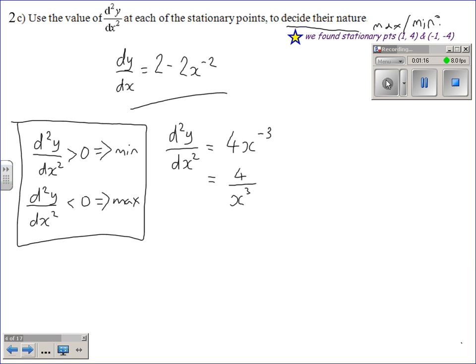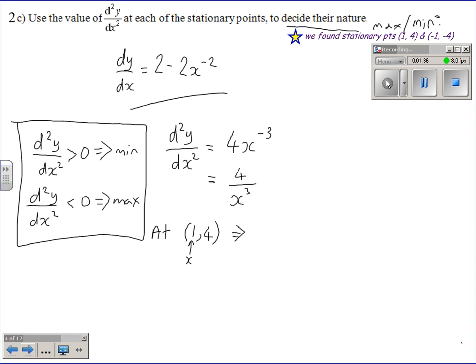Okay, for each of the stationary points, let's take the first one. At x is 1, 4, and don't let this confuse you, you've been given the coordinates here, x and y. You don't actually need the y coordinate to work this out, so don't let that confuse you.